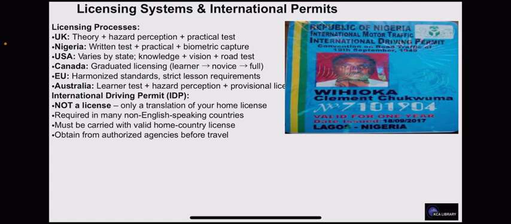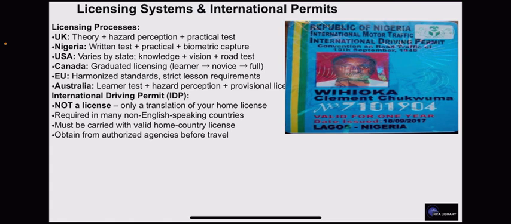It actually varies by state, where we have the knowledge test, then the vision test, then the road test. In Canada, we have graduated licensing from learner to novice, then to full. In most European Union countries, we have it in this format: harmonized standards, strict lesson requirements. Then in Australia, we have the learner test, then hazard perception, then the provisional license. Then let's move on to international driving permits, which is the IDP. Just as the name implies, this is not a license, but only a translation of your own license.